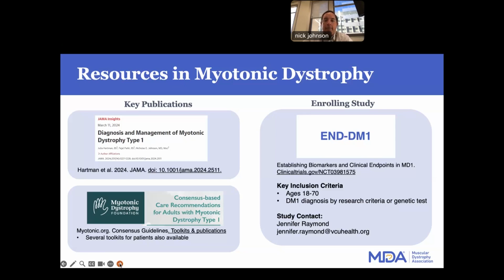As I mentioned, the NDM1 study is looking for individuals ages 18 to 70 with a DM1 diagnosis by research criteria or genetic test, and your study contact is listed right there, or you can always email me.